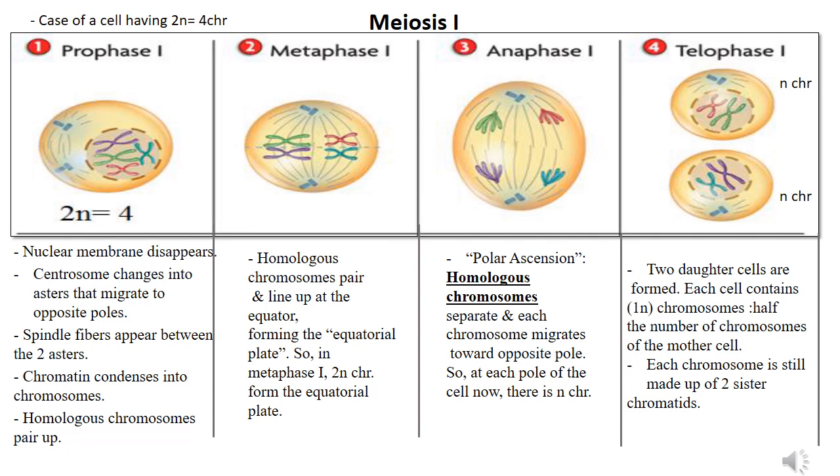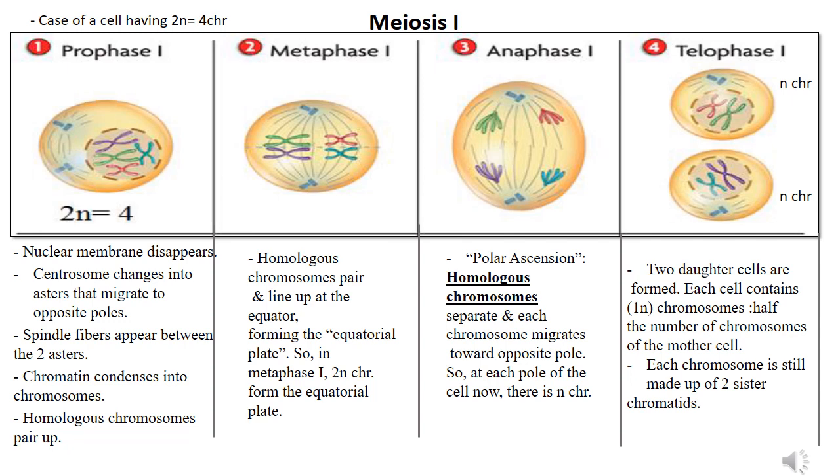Telophase I: 2 daughter cells, as you see, are formed, each cell containing N chromosomes, which is half the number of chromosomes in the mother cell. If you look at the chromosomes inside the nucleus, of course, it reappears. And the chromosomes here decondense, they start becoming longer and thinner. But what is important to say here is that we have N chromosomes. Each chromosome is of 2 chromatids.